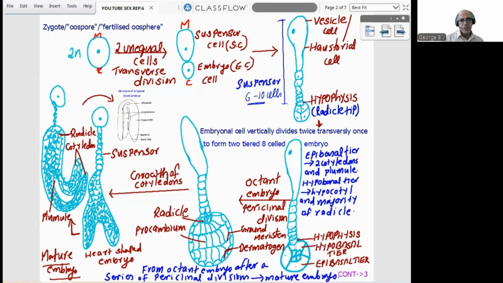Again, division proceeds. It grows, reaching a heart-shaped embryo. Later, it becomes a mature embryo with 2 cotyledons. That is how the dicot embryogeny takes place. And here you can find a diagram, that is the NCERT diagram, typical dicot embryo. I think this part is clear. Now we can proceed to the next area.